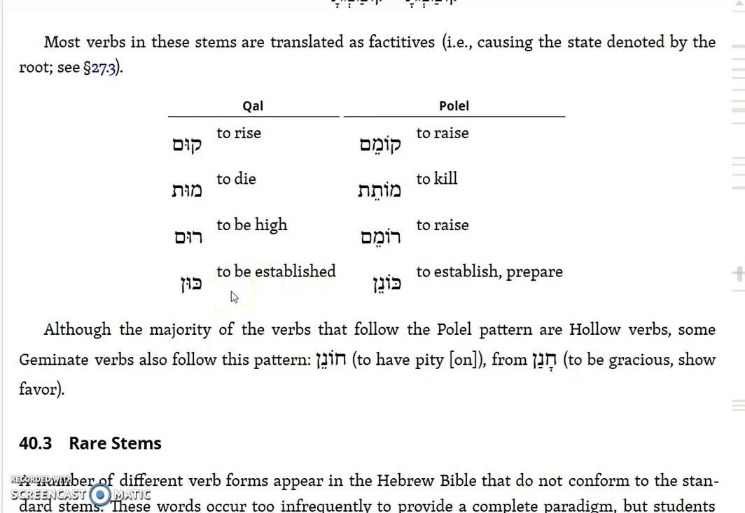And then kun means to be established, but konen means to establish something or to prepare it. So it turns a stative into a transitive verb. Although the majority of the verbs that follow the polel pattern are hollow verbs or middle weak, some geminate verbs follow this pattern too. From Hanan, you can get the polel form Honen. Hanan means to be gracious.